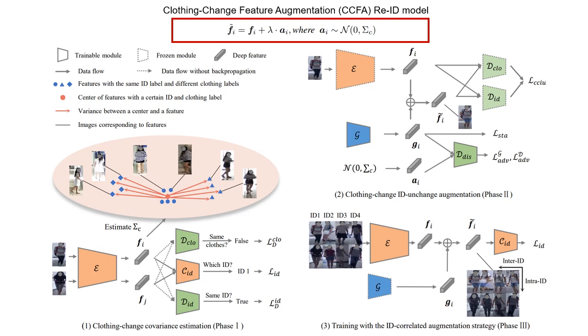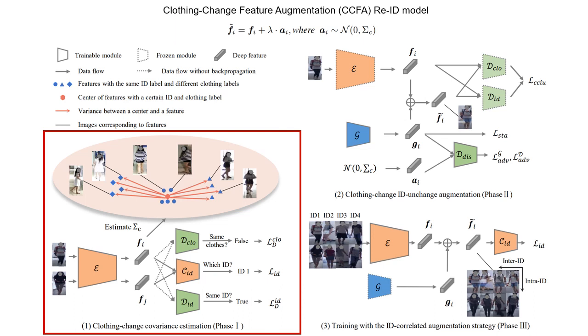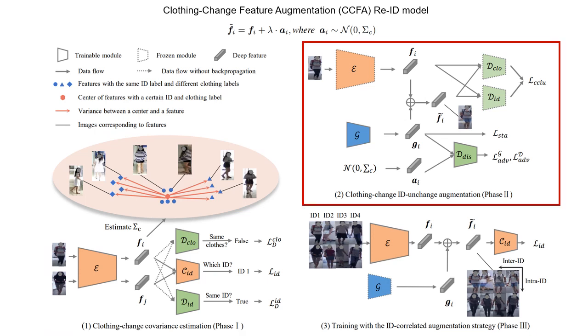Specifically, it includes 3 training phases. Phase 1 is clothing change covariance estimation. It aims to estimate the covariance vector sigma c to formulate the clothing change directions in the feature space. To this end, our method uses each person's cross-clothing variances of feature vectors to aggregate a covariance vector sigma c. However, this estimation method is rough and cannot guarantee that the covariance vector can really change the clothing information. The effective feature augmentation should change the clothing information and keep the identity property of features unchanged.